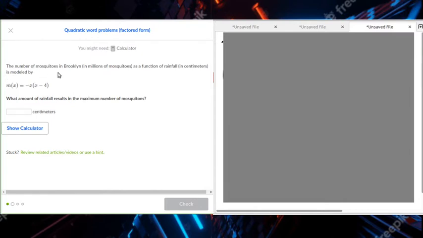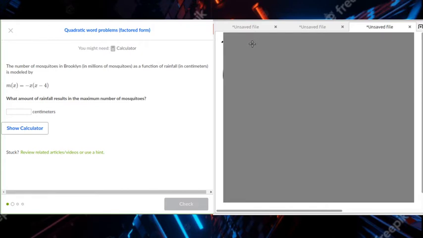The number of mosquitoes in Brooklyn, in millions of mosquitoes, as a function of rainfall in centimeters, is modeled by, this is really similar to what we did a couple of videos ago. Here it is, negative x times x minus 4. So that's going to open down. I know it's going to open down.